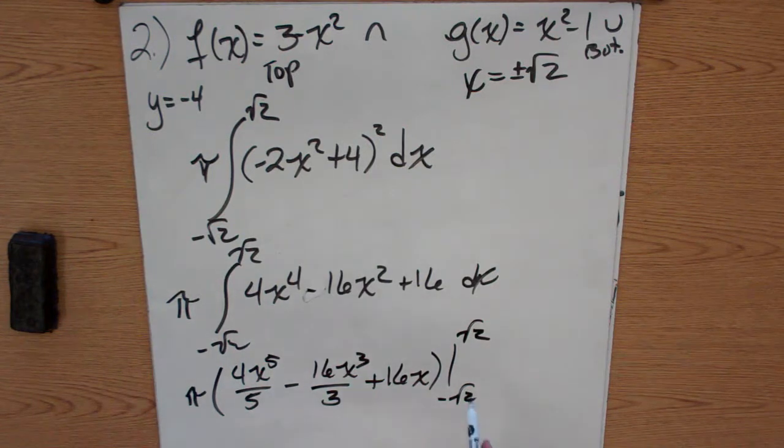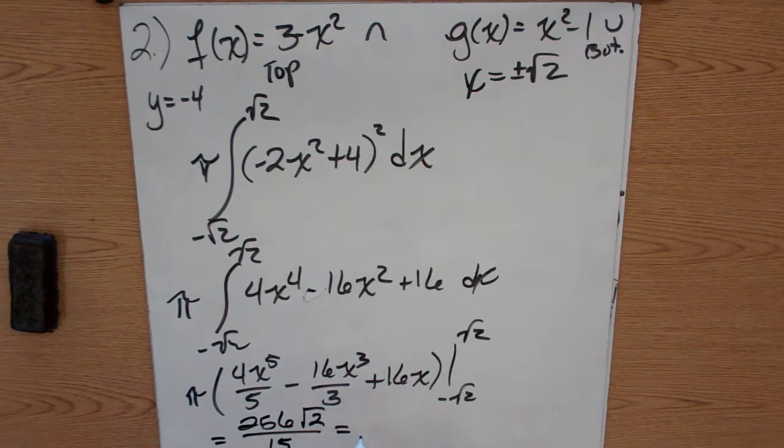Alright, now you just simply plug in the square roots. So your answer comes out to be 256 times the square root of 2 over 15, which equals as a decimal 75.825.